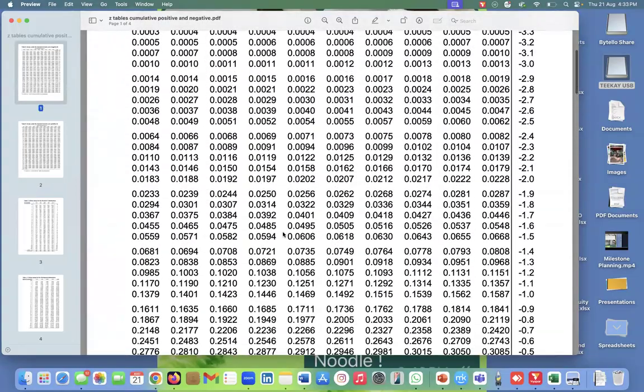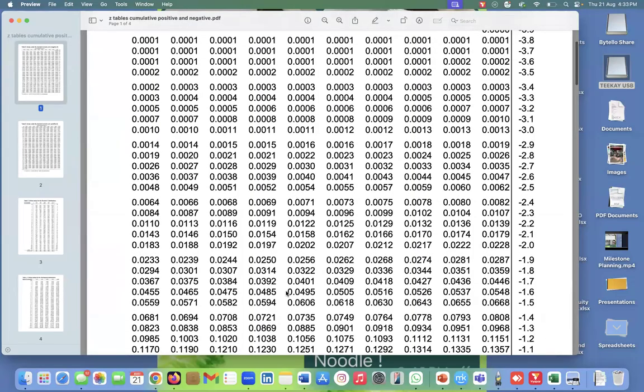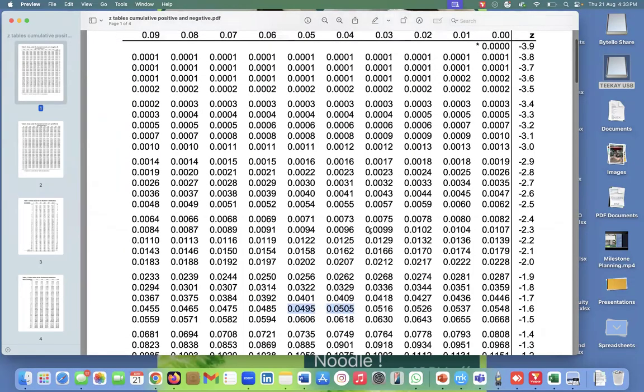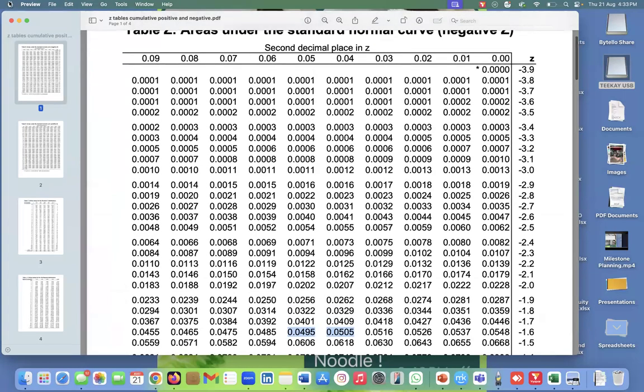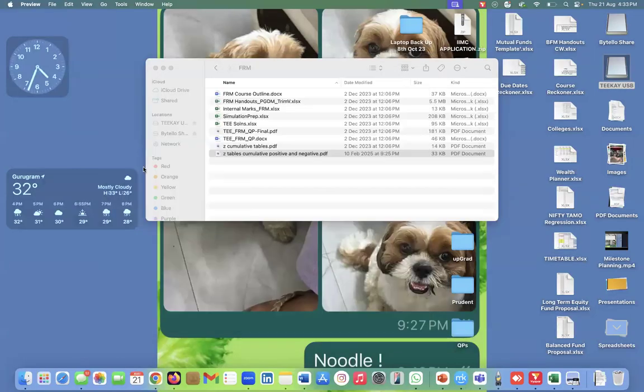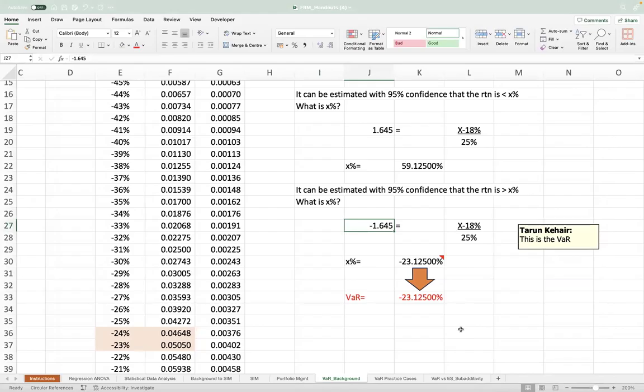देखो, 0.05 comes in between these two numbers. So 0.05 is between these two. So minus 1.645 होगा, correct? So I take this value, minus 1.645.